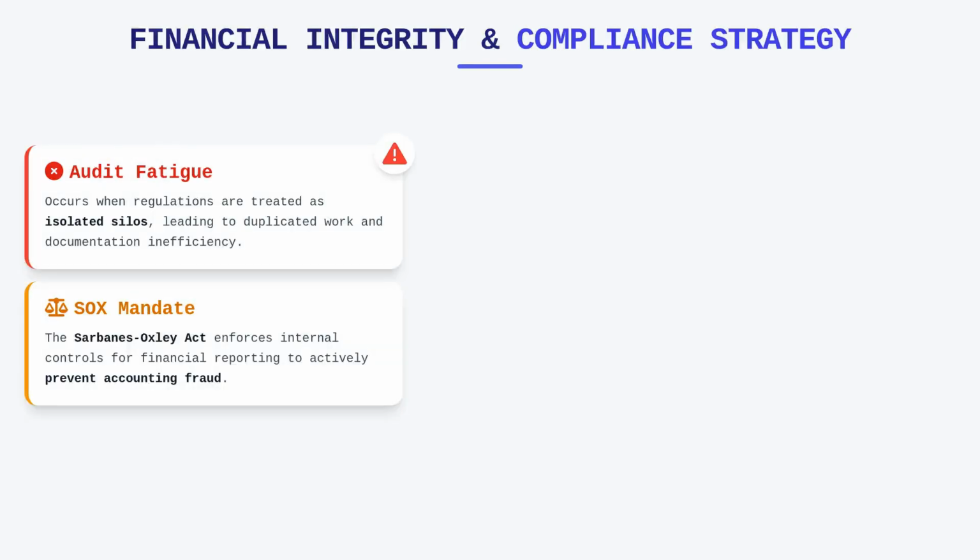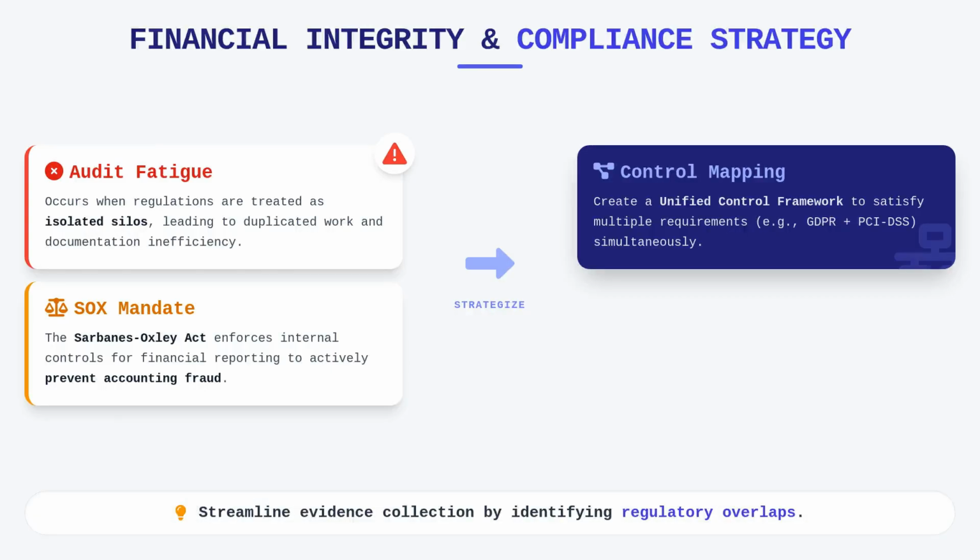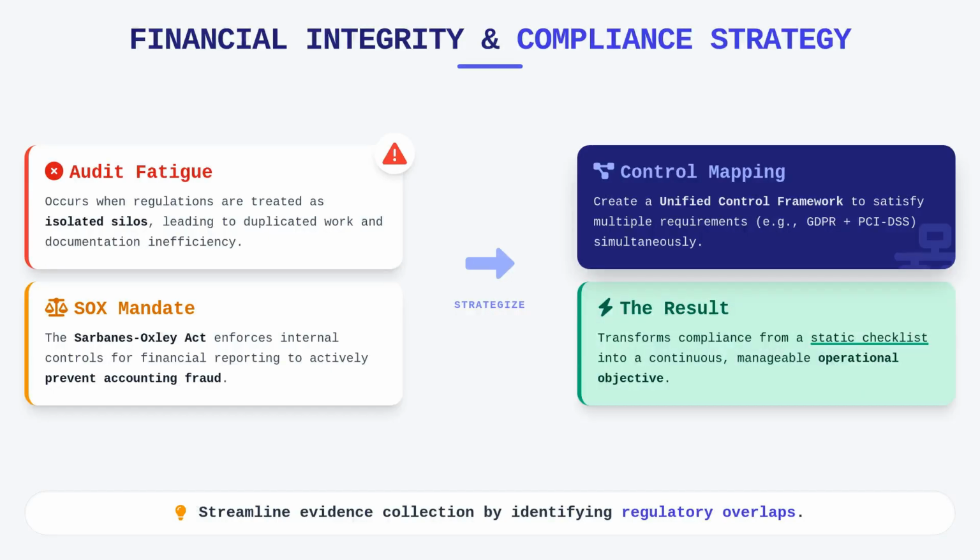Often, professionals become overwhelmed by the sheer number of controls required by these disparate regulations, leading to what we call audit fatigue. This occurs when an organization treats each compliance requirement as an isolated silo, duplicating work and creating massive inefficiencies in documentation. Instead, mature organizations use control mapping to create a unified control framework that satisfies multiple requirements simultaneously. By identifying the overlap between a GDPR control and a related PCI DSS requirement, for instance, you can streamline your evidence collection processes. This strategic approach turns compliance from a static checklist into a continuous, manageable operational objective.